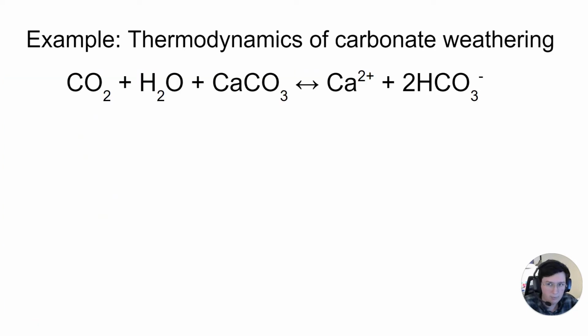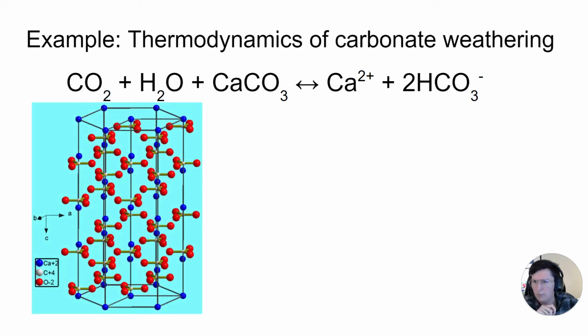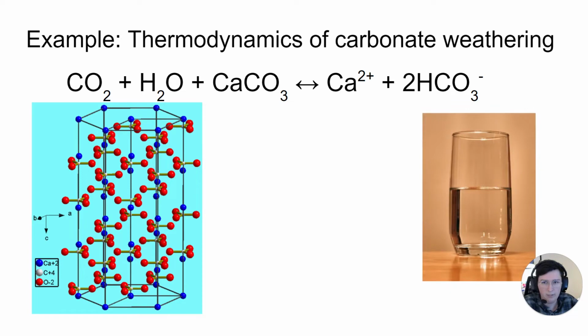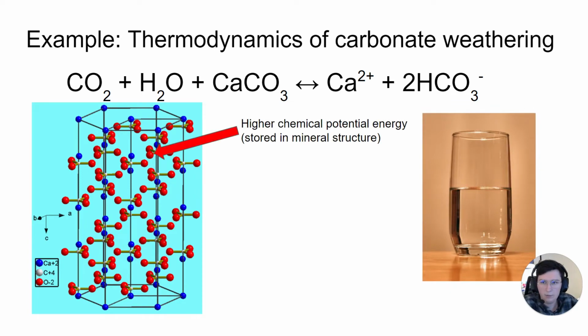So another example, a chemical example here instead of physical, is the thermodynamics of carbonate weathering. So calcite, this CaCO3 that you've seen a million times by now, it looks something like this. This is obviously an abstraction, but that's the mineral structure of it. It has a lattice to it, and that lattice eventually will dissolve in water to create bicarbonate, and it will look something like this.